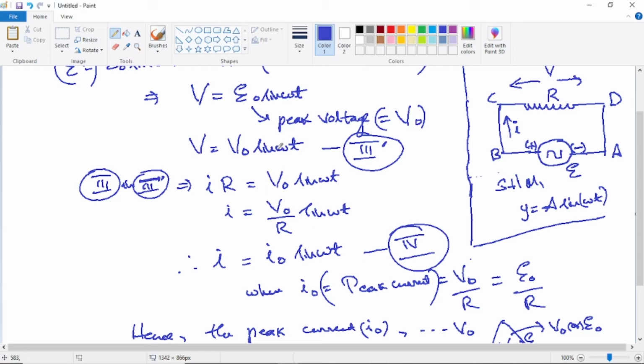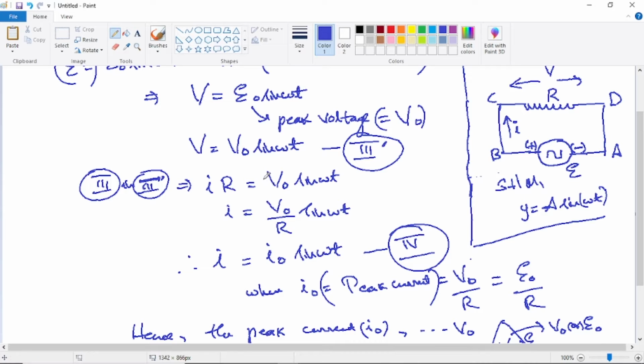The phases are one and the same. This is omega t, the phase for the voltage. Even for the current, the phase is the same. On this phase only, for example, when omega t is 90 degrees, that is pi by 2, sine omega t is maximum, 1, then voltage is also maximum and current is also maximum. So they have the same phase at any given time, voltage and current. So the phase difference between voltage and current is said to be zero.